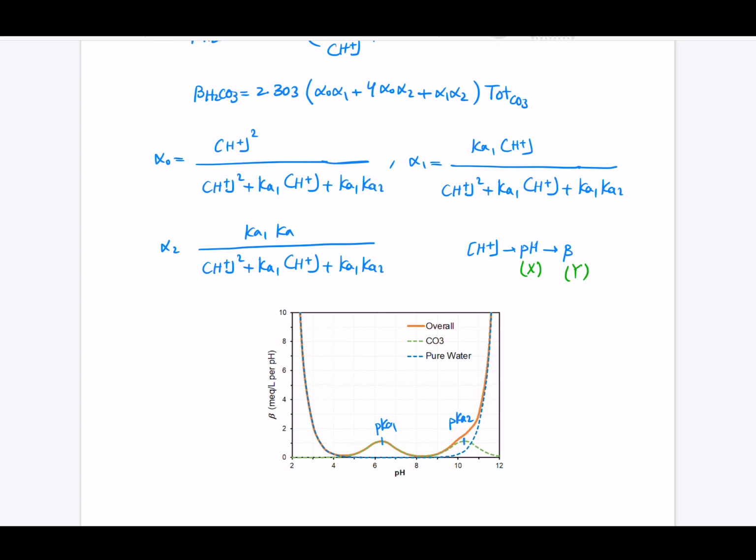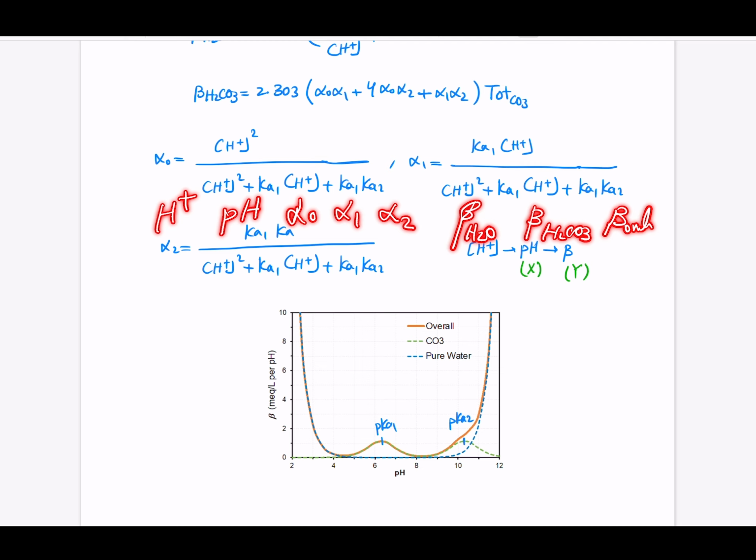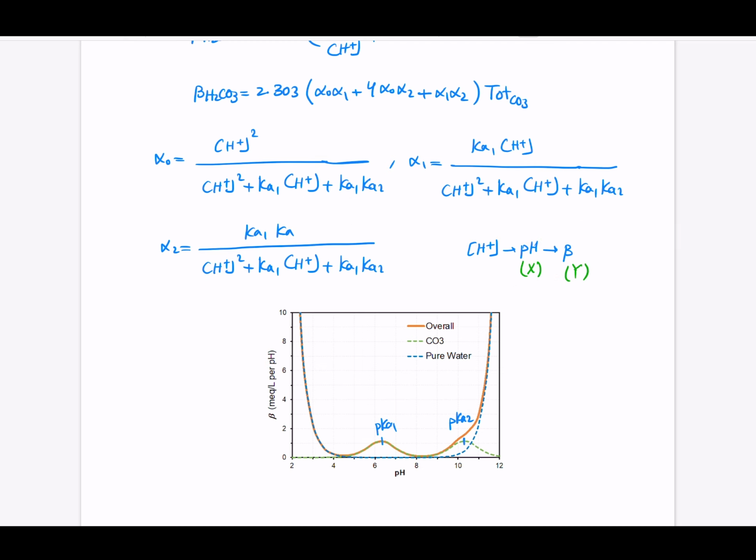So again, your spreadsheet goes like this: H plus, then you calculate pH, then you calculate alpha 0, alpha 1, alpha 2, then beta of H2O, beta of H2CO3, and then beta of the overall. Then you have this one and this one as a function to construct the graph. And you have the expression for beta, and the expression for each individual alpha, all pH dependent.